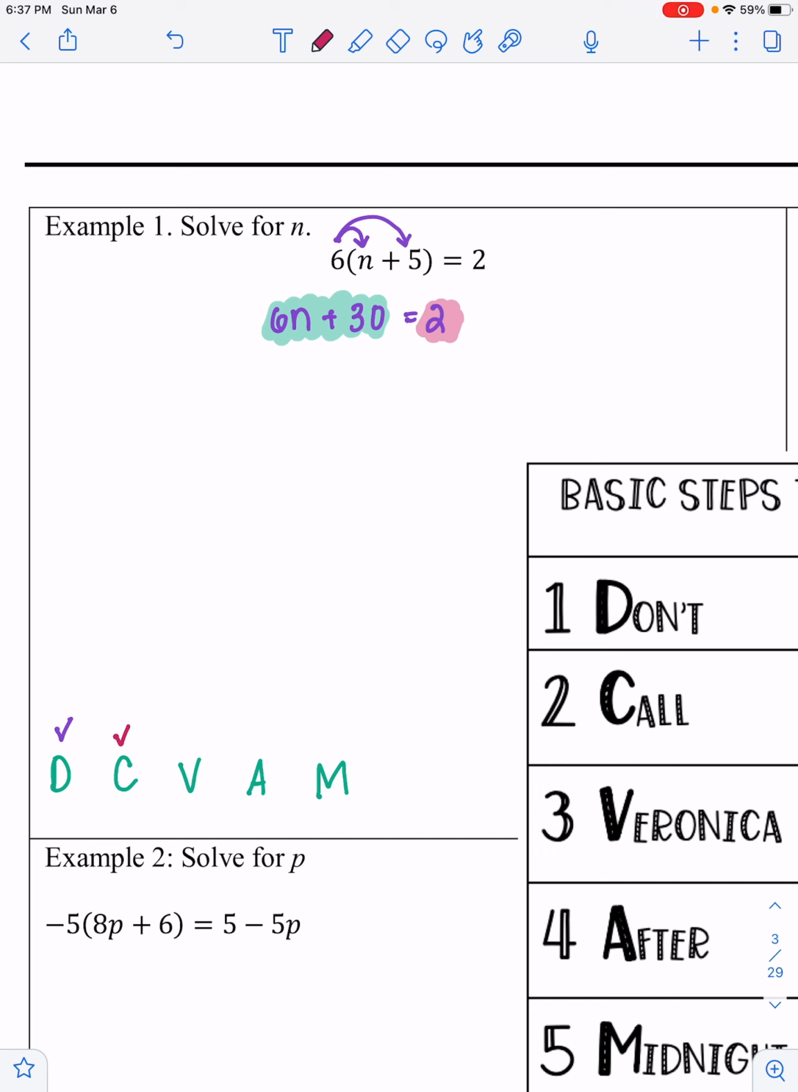Step 3, V stands for variables. We want to move all our variables to the left side. We have 6n, that's already done for us, so we don't need to do anything there. Next step, A stands for add or subtract our constant number. So the piece without the variable, we want to move all of those to the right side. We have a plus 30. In order to move it to the other side, we are going to subtract 30 from both sides. Okay, if we do that, we end up getting 6n is equal to negative 28.